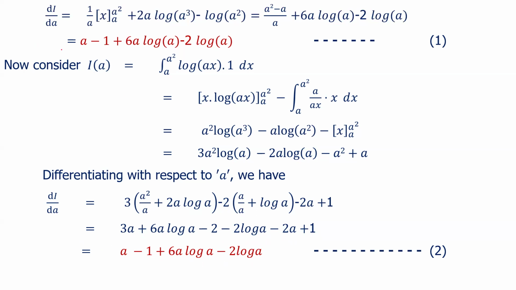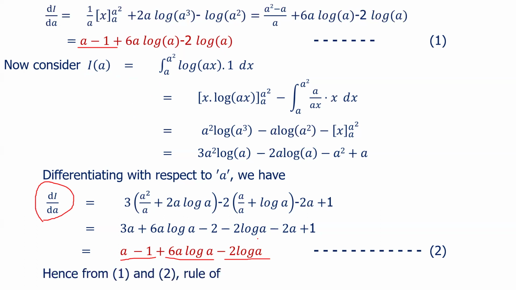So now if we see equation number 1, dI/da, which is obtained by using the DUIS rule, the value is a minus 1 plus 6a log a minus 2 log a. Similarly, if we find the value of dI/da using the usual method, we are getting the same answer, a minus 1 plus 6a log a minus 2 log a. So hence from 1 and 2, the DUIS rule, or rule of differentiation under integral sign, is verified.